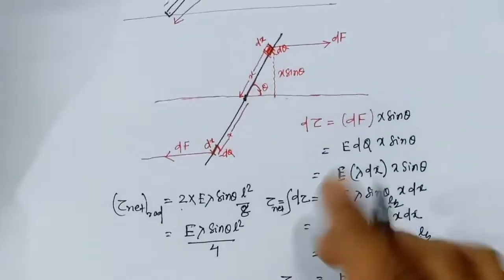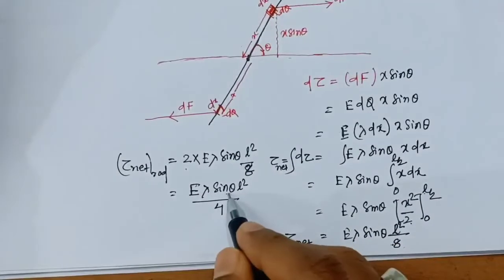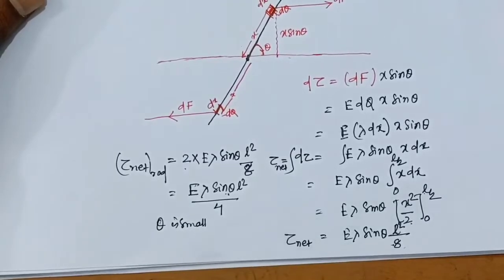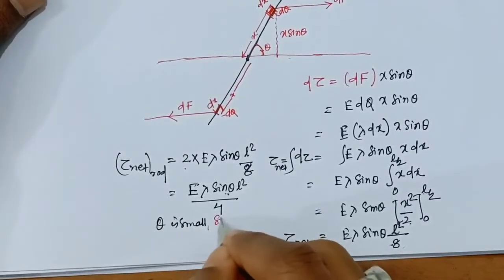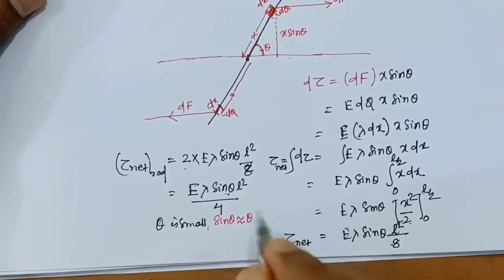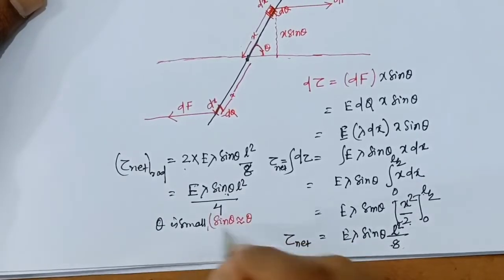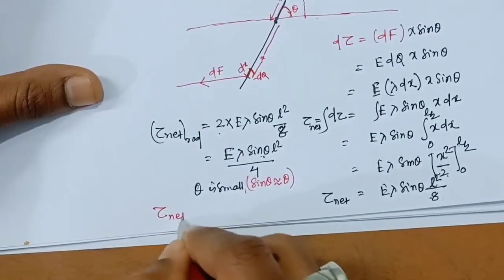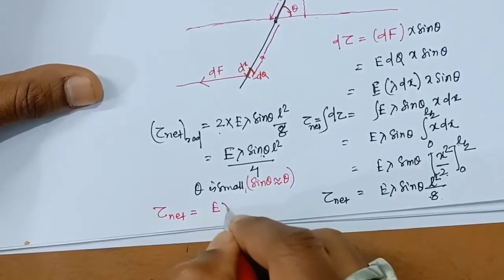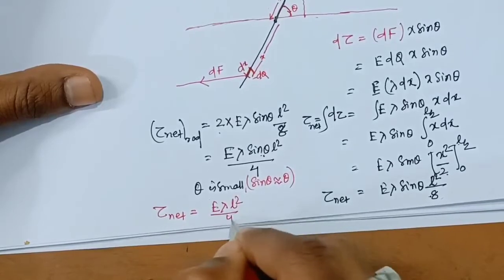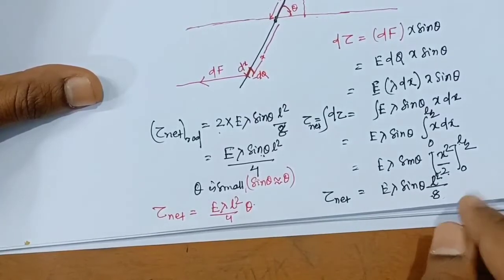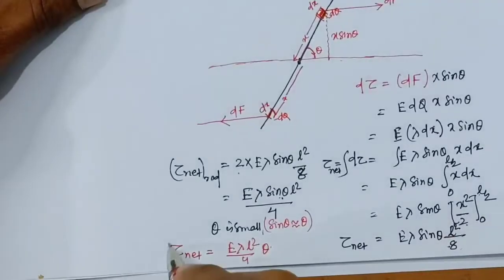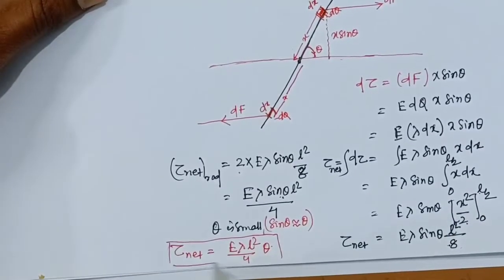My assumption here will be that theta is small. Can I say sine theta is equivalent to theta? Yes, if theta is small, sine theta is equivalent to theta. So what is the expression of tau net? Tau net will be E lambda L square upon 4 into theta. I hope the net torque due to this rod can be easily predicted.